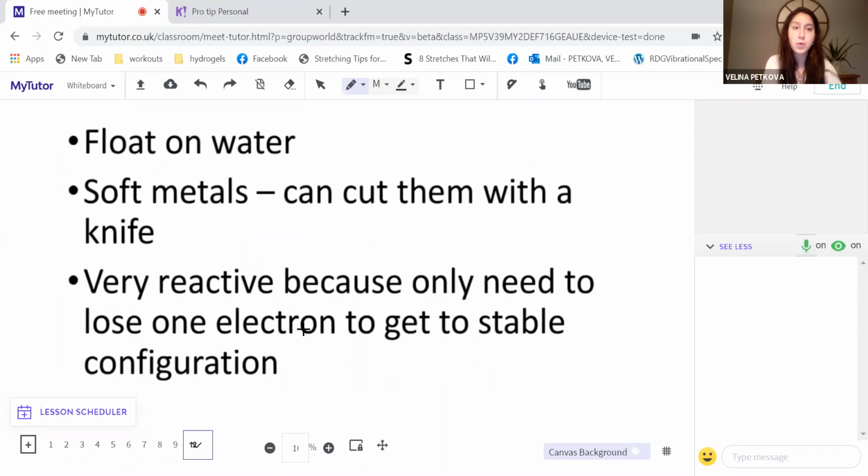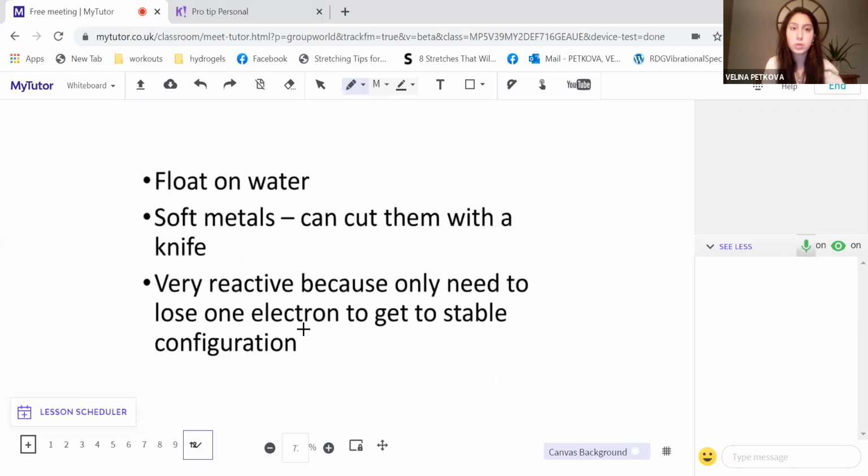Some more properties. They float on water, so they have quite low density. They're soft metals, so you can cut them with a knife, which is not very typical of metals, is it? That's quite a weird property. They're very reactive because they only need to lose 1 electron to get to that stable configuration of a noble gas with a full outer shell.